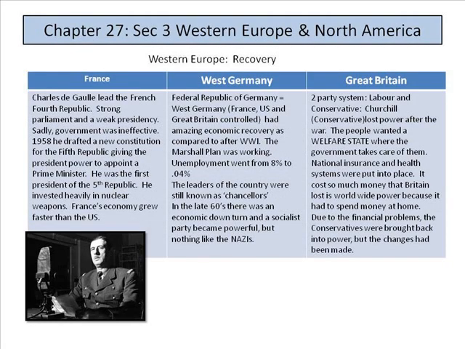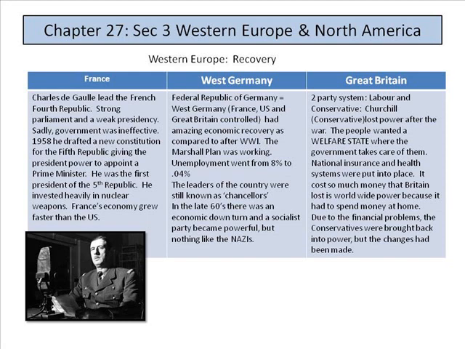So as you can see, this particular slide, section 3, covers France, West Germany, and Great Britain. So look at Charles de Gaulle down there. He felt that he led the French Fourth Republic, a strong parliament, weak presidency. Sadly, government was ineffective. In 1958, he drafted a new constitution for the Fifth Republic, giving the president power to appoint a prime minister. He was the first president of the Fifth Republic. He invested heavily in nuclear weapons. And France's economy grew faster than the United States.